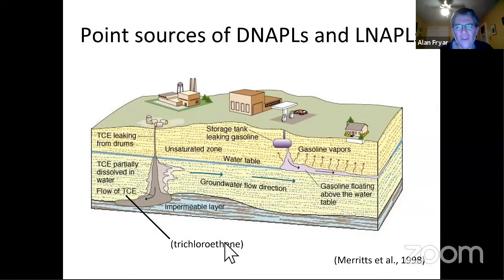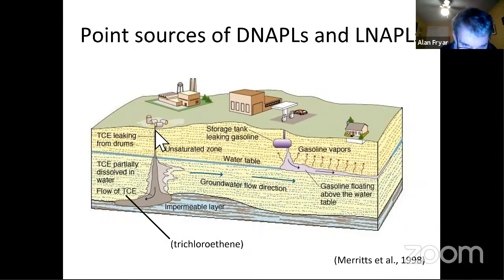But basically, this is where you have a carbon-carbon double bond. And in the case of ethene or ethylene, there are 4 hydrogens. With trichloroethene, 3 of those hydrogens are replaced by chlorines. And that makes it a really good solvent, but it also is carcinogenic and potentially causes birth defects.